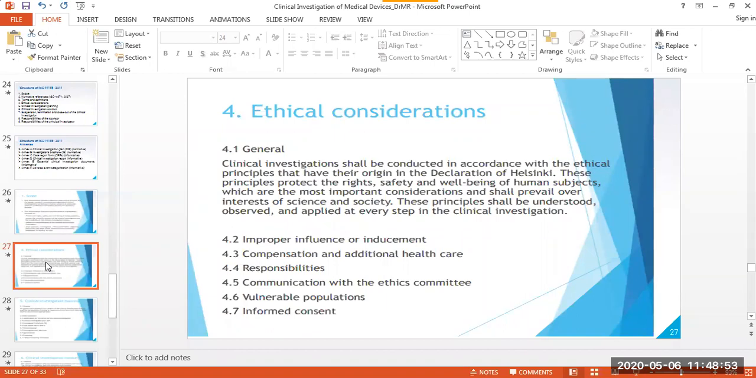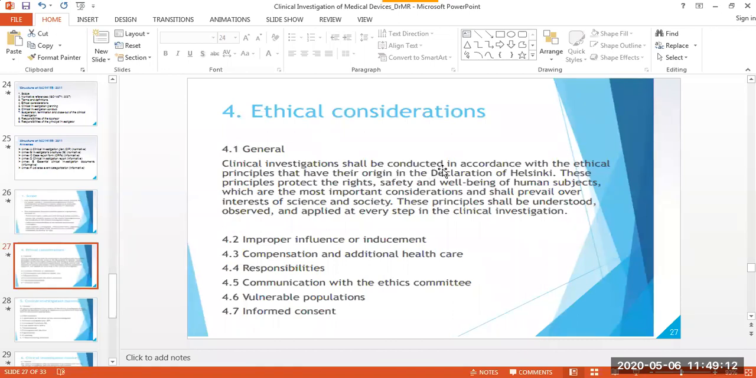So this fourth chapter, ethical considerations, is subdivided into, sorry, seven sub chapters. We'll see the first one, 4.1 in general. In general means what are the ethical considerations? That concept can be explained here.